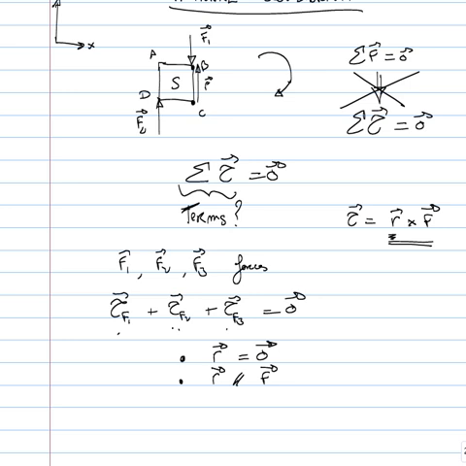So you can drop terms by identifying cases where either the r vector is equal to 0 or r is parallel to F.